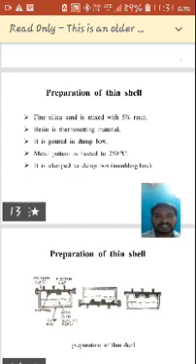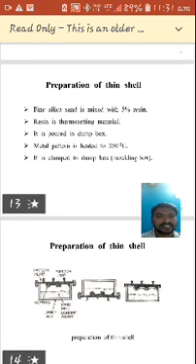Here the fine silica sand is mixed with 5% resin. The resin is a thermosetting material. So this is the procedure for how you can make the shell.